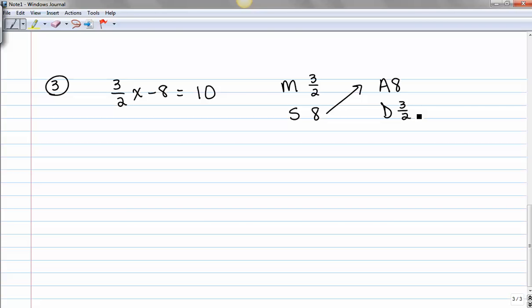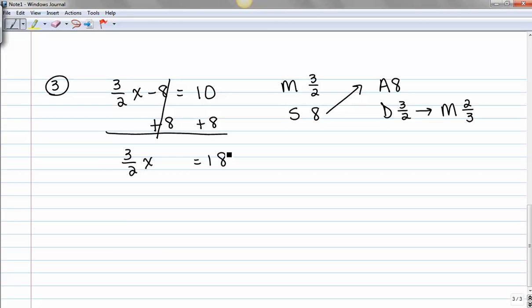But I don't really like dividing by fractions. I would rather multiply by the reciprocal. So instead of dividing by 3 halves, I'm going to multiply by 2/3. So let's add 8 to both sides. And that leaves me with 3 over 2x equals 18. And then I'll multiply both sides by 2/3.